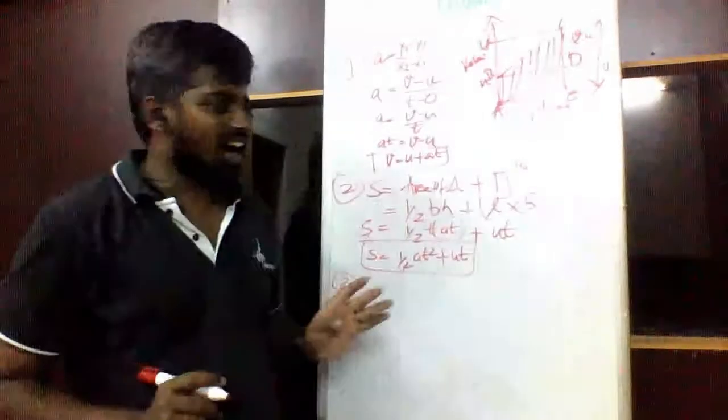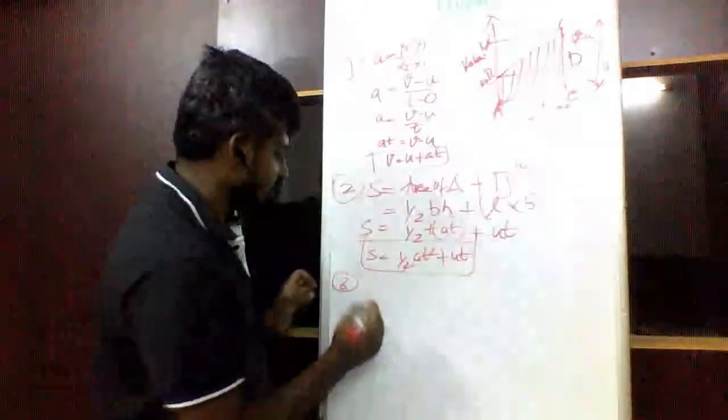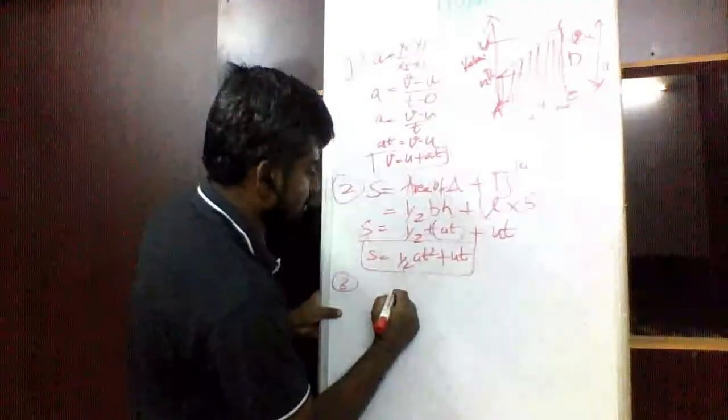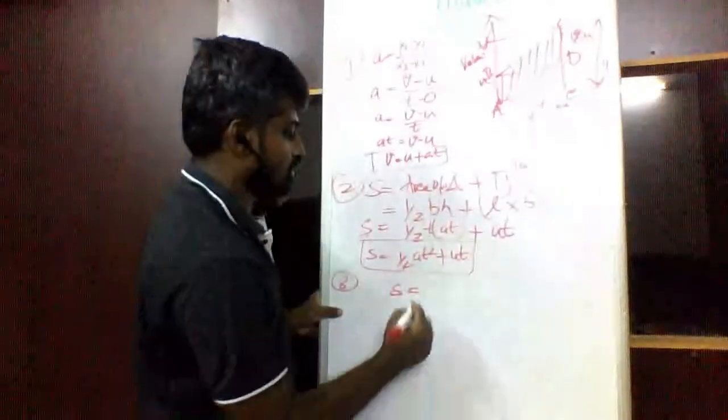Now, what is the third equation of motion? Third equation of motion, simple. Area of trapezium. S is equal to, what is the area of trapezium?